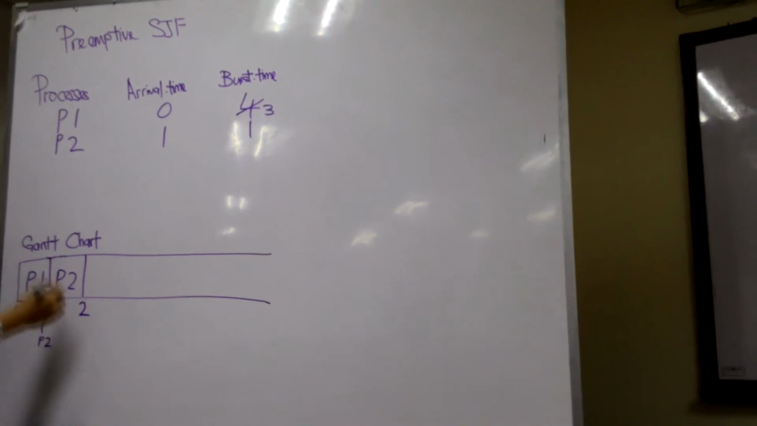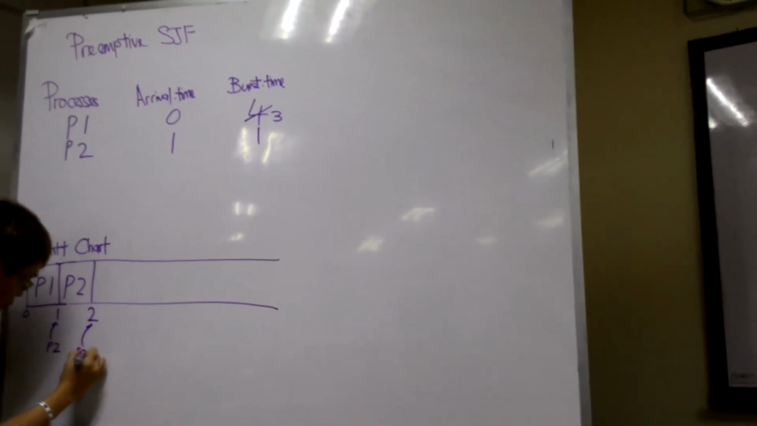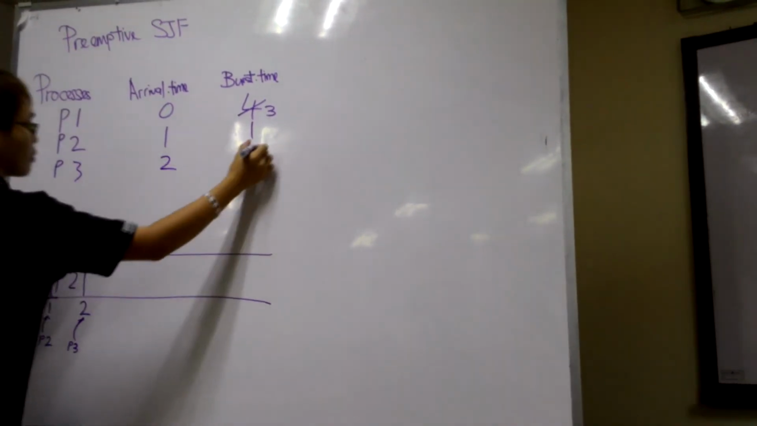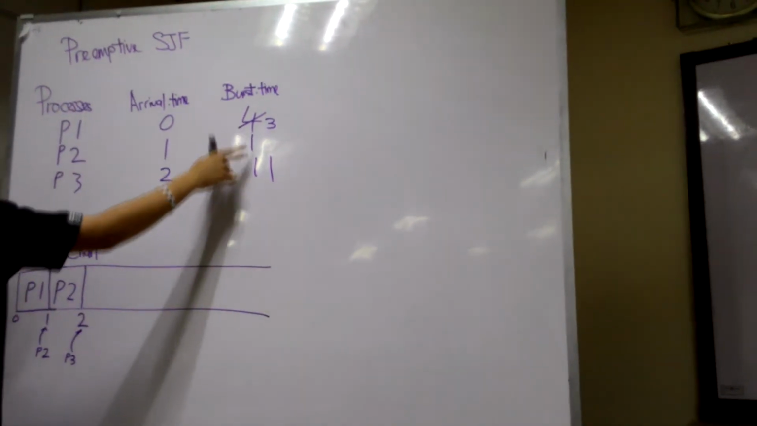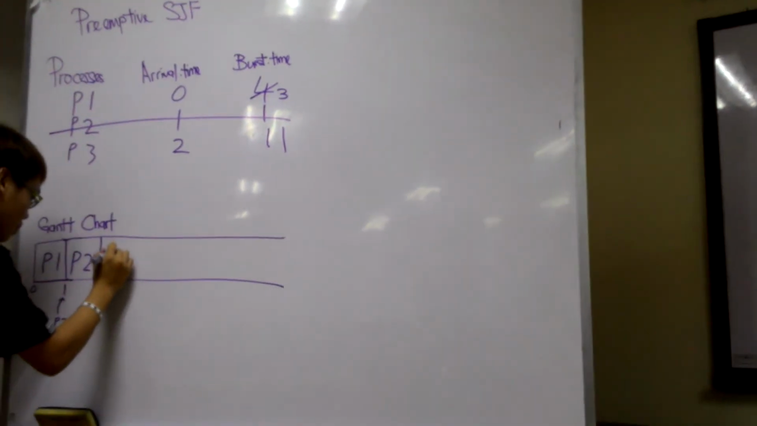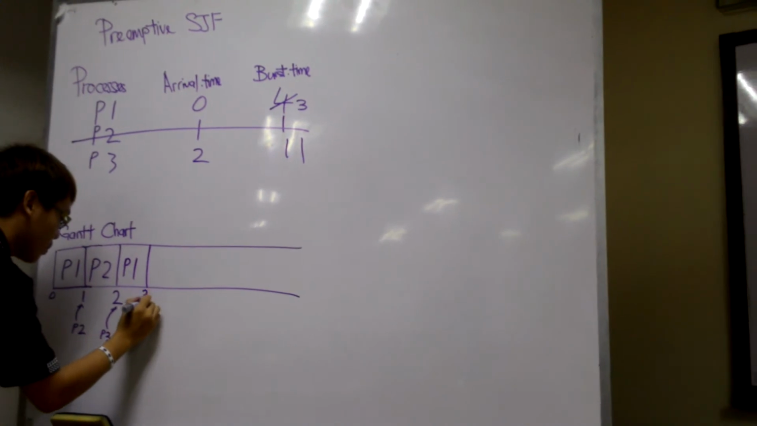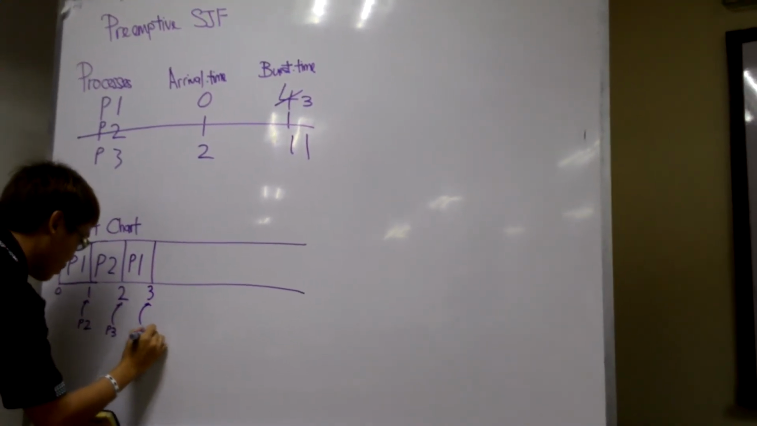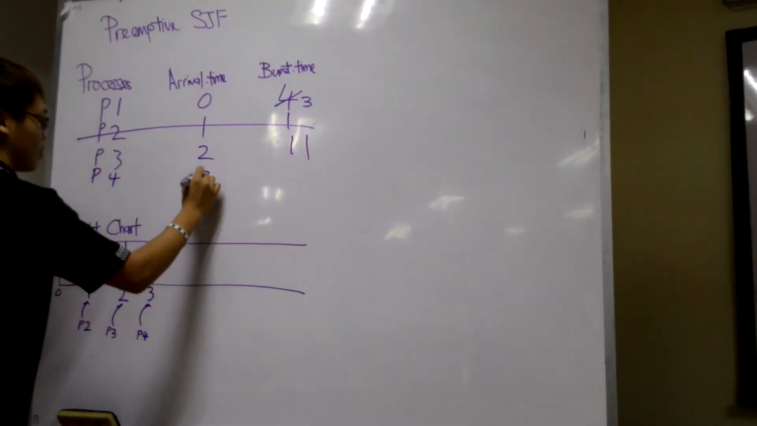P3 arrives at 2 milliseconds. Arrival time is 2. Burst time is 11. We choose the shorter burst time. That is P1. P1 enters again at 3 milliseconds. Then P4 arrives. Arrival time is 3. Burst time is 5.